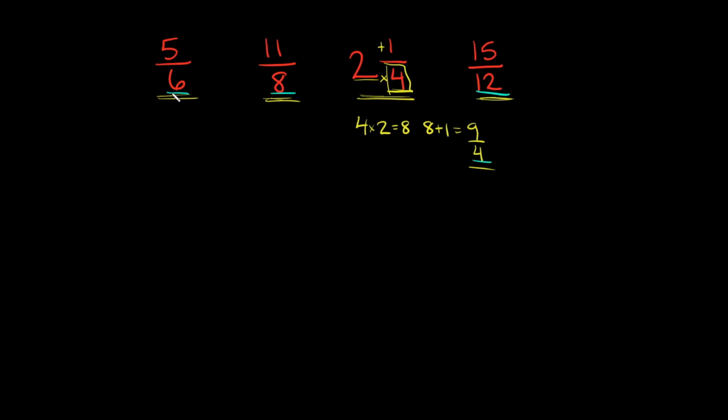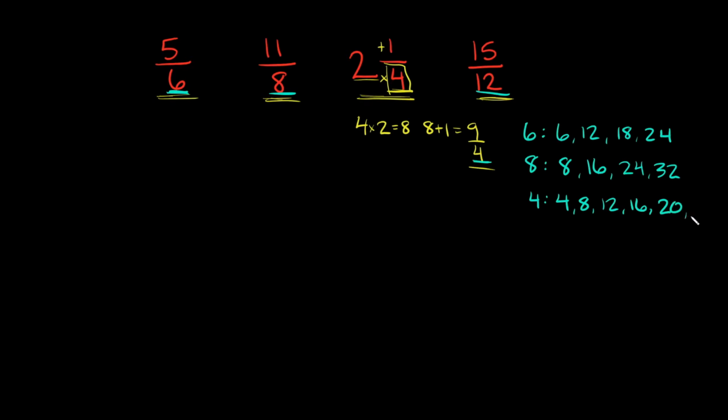Let's take this one, for example, 6. I'm just going to list out multiples of 6, or in other words, I'm going to count by 6. So 6, 12, 18, 24, and I could keep going, but I'll just stop there, okay? Next, I'll do 8. So 8 would be 8, 16, 24, 32, and I'll stop there. Next one, we have 4. So multiples of 4 would be 4, 8, 12, 16, 20, 24, and I'll stop there. And then lastly, we just have 12, okay? So 12 would just be 12, 24, 36, and so on.